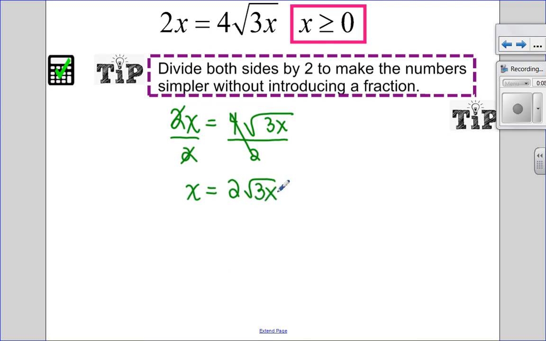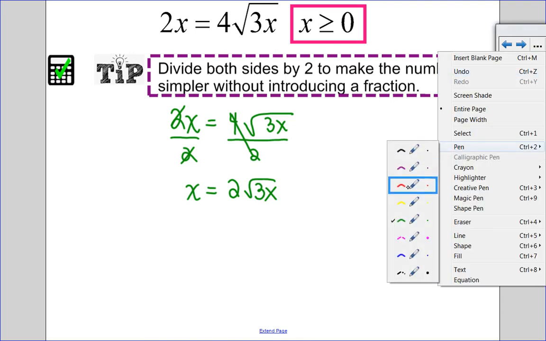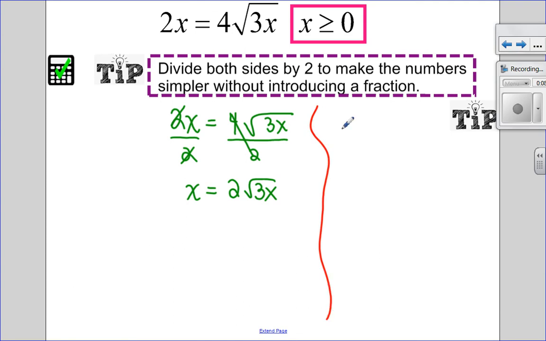Now, if you wanted to divide both sides by 4, you could also do that, and you'll end up with the same answer. We just have a fraction. So I'll show you that in case that is your preference. So if I had 2x equals 4 root 3x, and you want to divide both sides by 4, then I would get 2x divided by 4. Well, 2 over 4 in lowest terms is a half. So 2 different ways of solving it. You choose the way that makes the most sense for you.